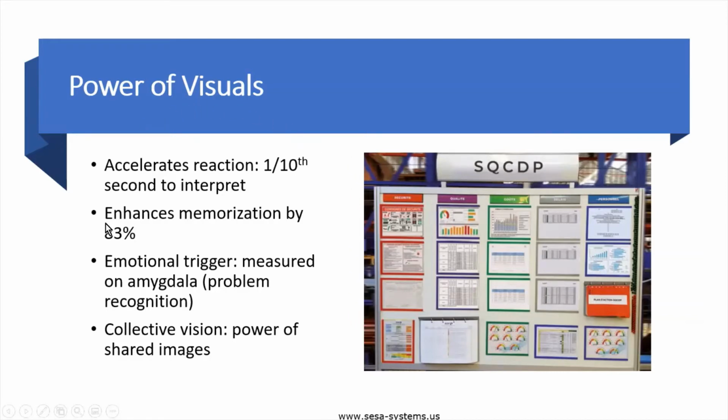You have done some research and found that the power of visual is partly due to the fact that it accelerates the reaction. The human eye and the brain actually see an image in 1/10 of a second and interpret it. So literally in 1/10 of a second, you already make sense of the image that you see. It also enhances memorization. When you see an image, you remember it 83% more than if you've looked at just a number or a text.